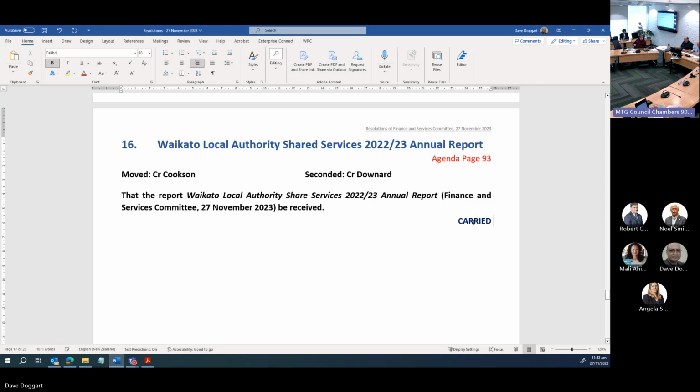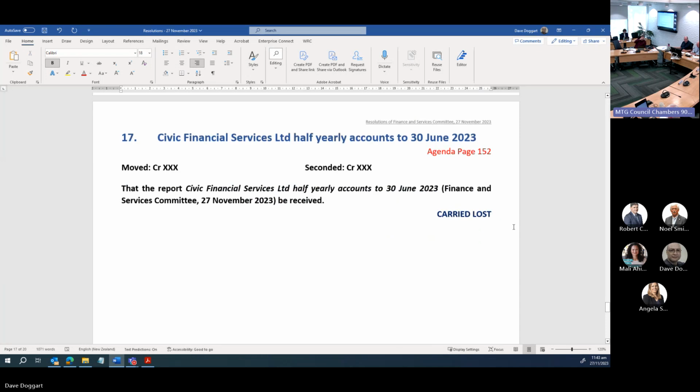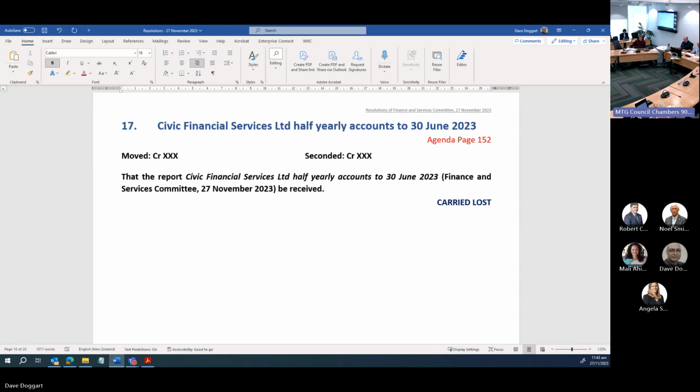Right, we're getting close to the end, so just a bit of patience. So we have the Civic Financial Services half-yearly accounts. Janine, once again, your name seems beside everything. Thank you, Mr. Chair. So these are noted for the information of the committee. As is highlighted in the report, we have a very minor interest in Civic Financial Services of about $20,000 for our 0.2% interest, but being an investment that we do have a stake in, these are provided for your information. Thanks very much. I take it there's no questions.